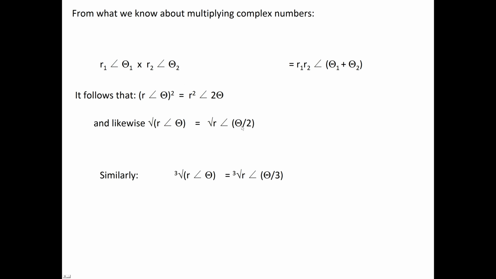And similarly, the cube root of a complex number R angle theta would be the cube root of R, the magnitude, with the angle theta over 3. And likewise the nth root would be the nth root of the magnitude R with the angle theta over n. What about the square root of minus 1, which we spoke about earlier?